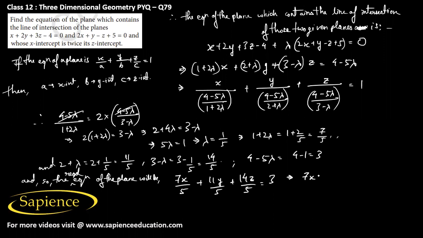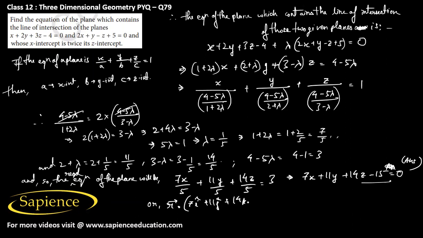So it means it will be 7x plus 11y plus 14z minus 15 equal to 0. So this is the required Cartesian equation of the plane, which means it is the answer. Or we can write it in the vector form also. We can write it as r vector dot 7i cap plus 11j cap plus 14k cap equal to 15. This also we can write as the answer. It is the vector form of the required plane, and this is the Cartesian equation of the required plane. So thank you.